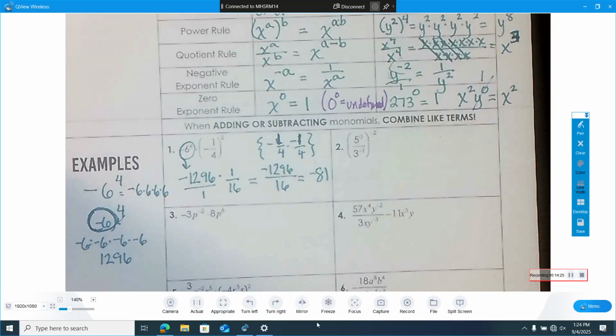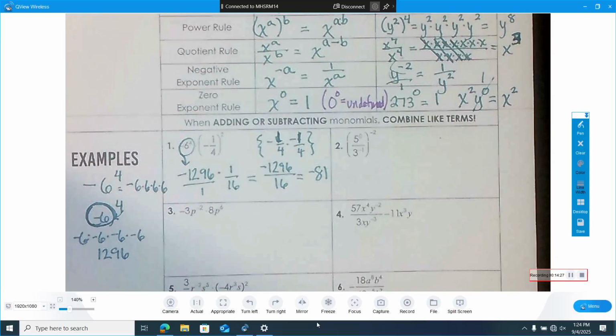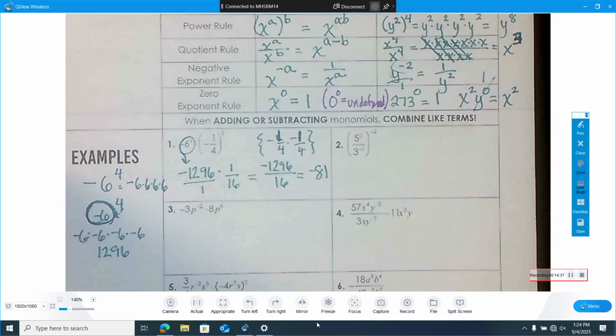How do you want to do number 2? Did you just type it in your calculator? You did just type it in? Oh, did you? How would you work out number 2? Did you start?